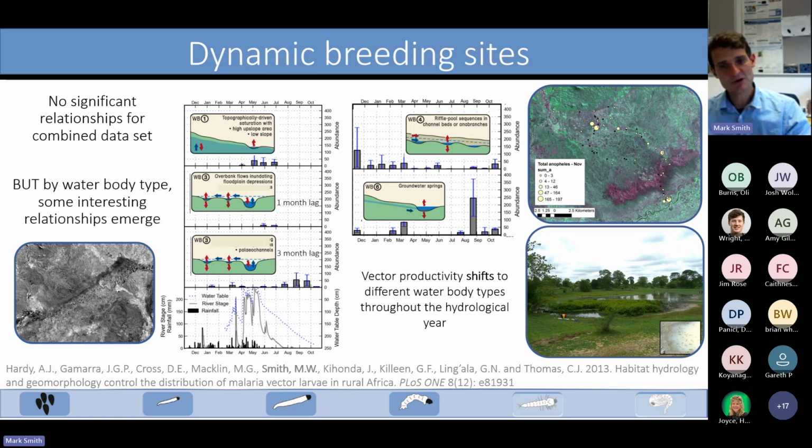But taking this approach allows us to have an understanding of this spatio-temporal variation in malaria vector larvae sites, and also understanding malaria risk and how that might change through the landscape as the wet season progresses, as different habitat types click on and click off through the arrival of the wet season high water levels.